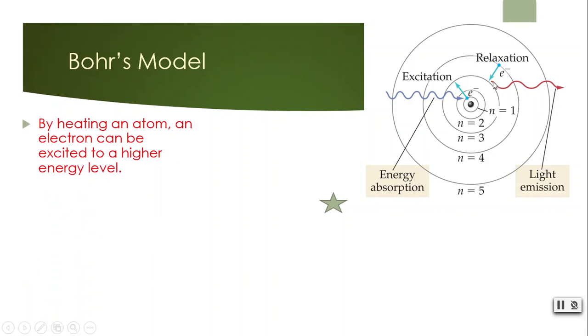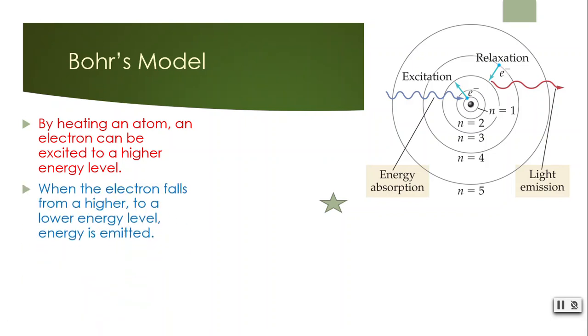Or let's look at what happens when you heat up an atom. If I take an atom and heat it up, that electron is going to get excited because you're adding energy to it. When doing that, that electron is going to absorb energy and get promoted to a higher energy level. Conversely, if that electron falls back to an energy level or an orbit that is of lower energy, meaning closer to the nucleus, then that energy will be emitted.